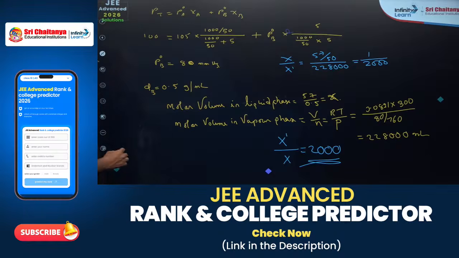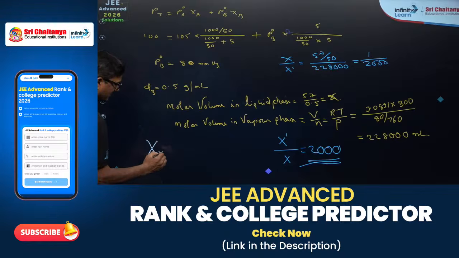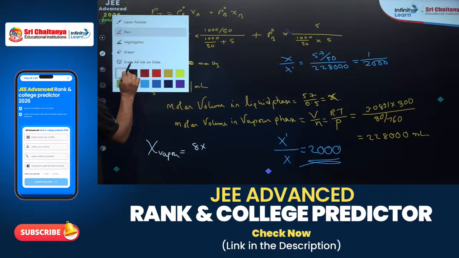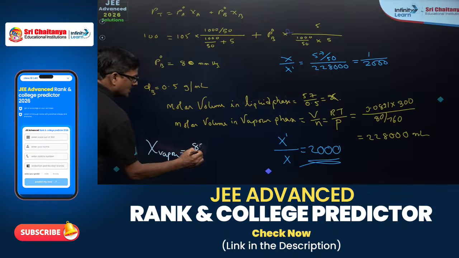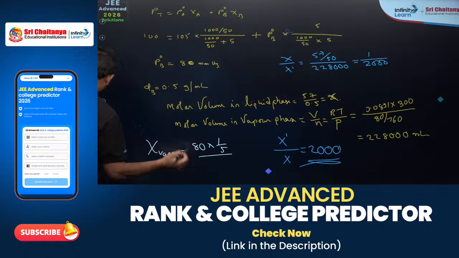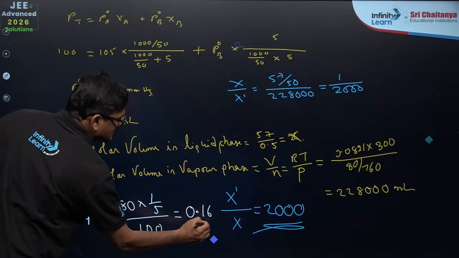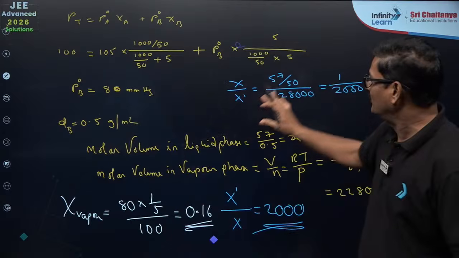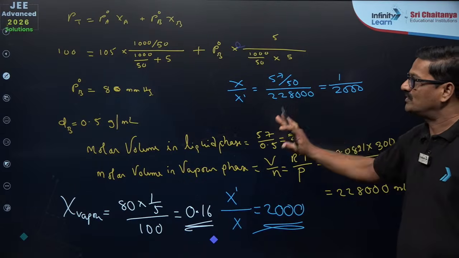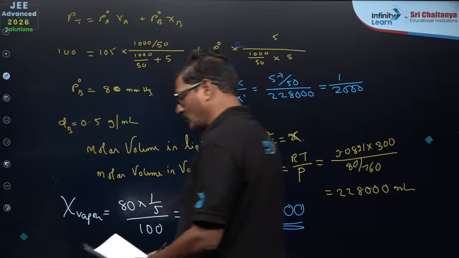And the mole fraction in the vapor phase, it is going to be 80 into 1/5 upon 100. You are going to get 0.16 as the answer for the second question. So, like that the questions are going to be solved here, and JEE Advanced 2026 solutions are really helpful in doing so. Okay, let us solve one more question here.